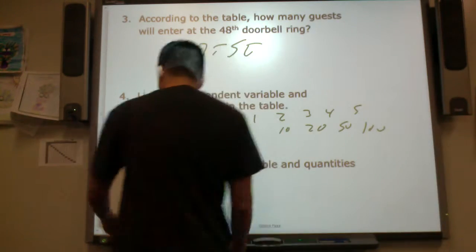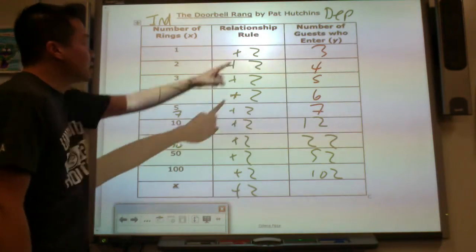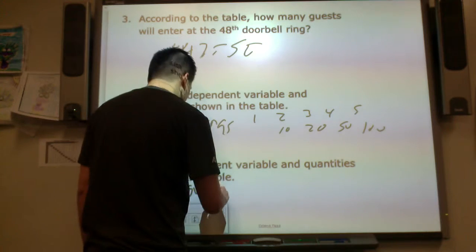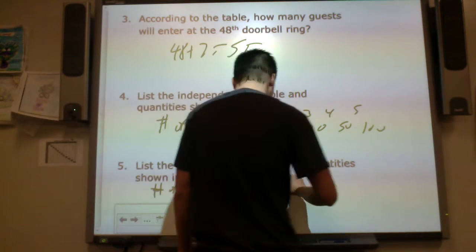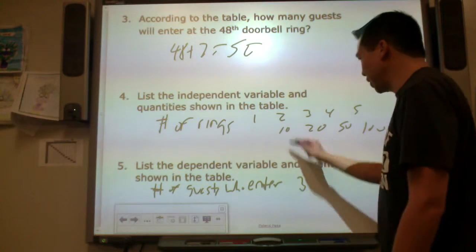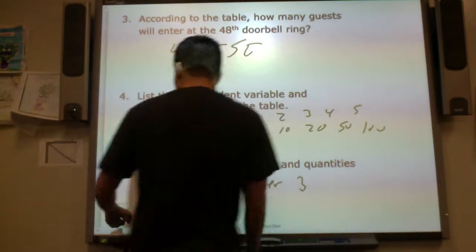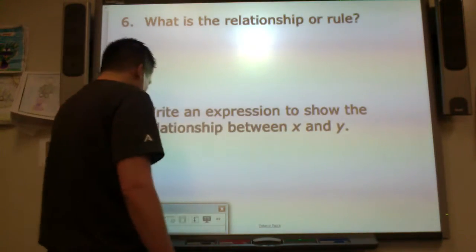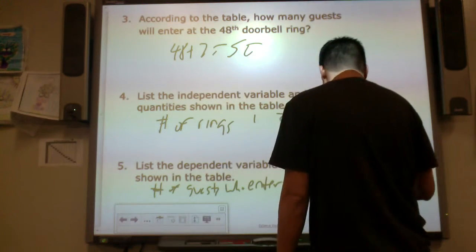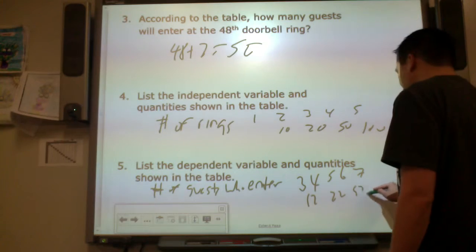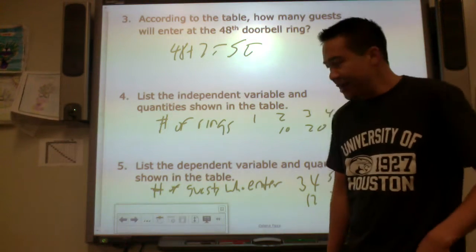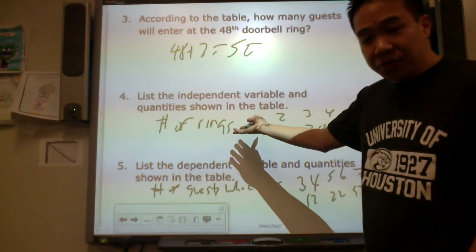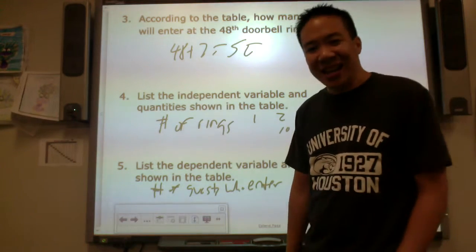List the dependent variable. The dependent was the number of guests who enter. The quantities are plus 2, which is 3. Let's go back and just copy down what I saw for the chart. 3, 4, 5, 6, 7, 12, 22, 52, and 102. So another way to do it is the number of guests depends on the number of rings. That's how some people find dependent and independent.